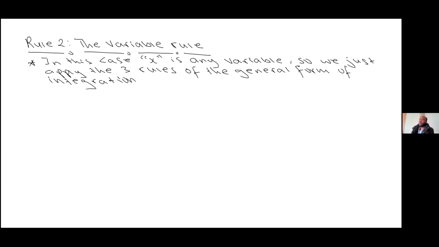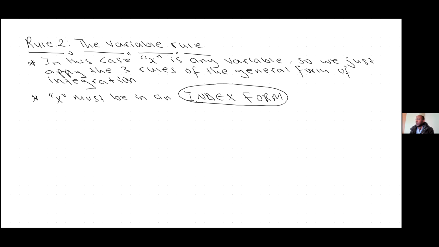Okay. And also another thing to keep in mind is that when you're doing this, x must be in index form. All right. So let's see what we can do about this.